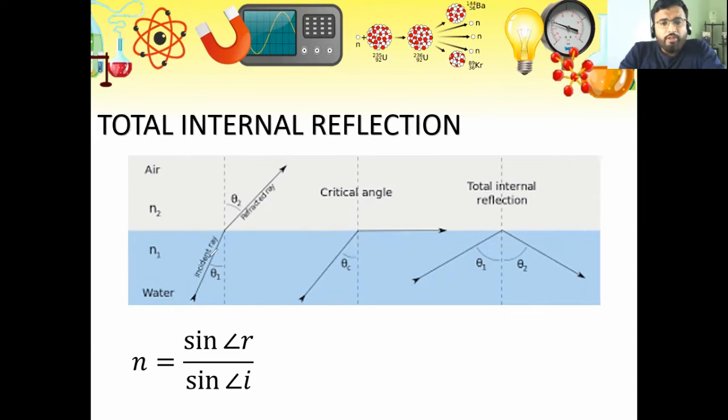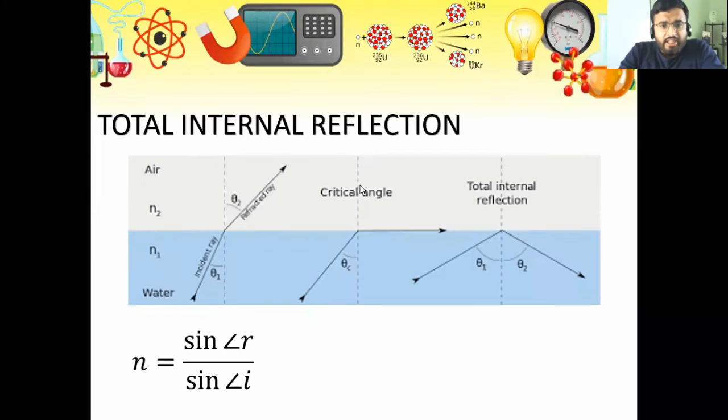Now, one more important point to be noticed over here: water is a denser medium because the molecules of water are closer together as compared to the molecules of air. So, air is a rare medium. For total internal reflection, there are two conditions. Light should be traveling from a denser medium towards a rare medium, meaning the light source should be in the denser medium, and the second is the angle of incidence should be above the critical angle. These two things combine together to enable total internal reflection.